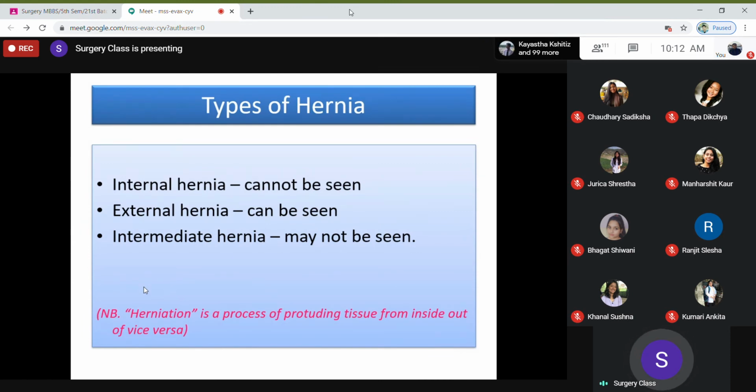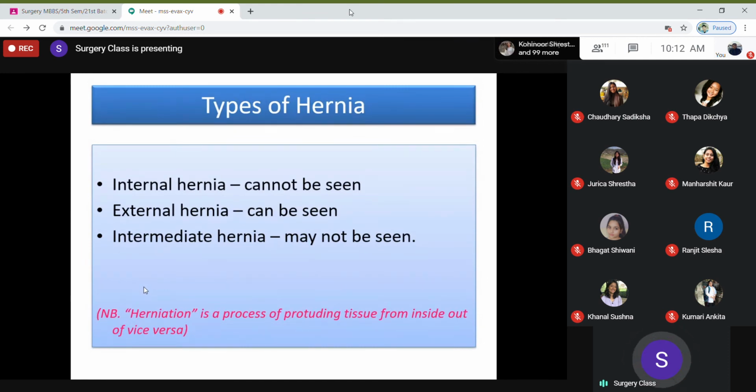But the note is that herniation is a process of protruding tissue from inside out of the visceral walls. So anything like herniation means tentorial hernia. What happens? The midbrain, when there is increased intracranial tension, protrudes out into the spinal cord. So then it's a herniation. That's not a hernia. Okay?